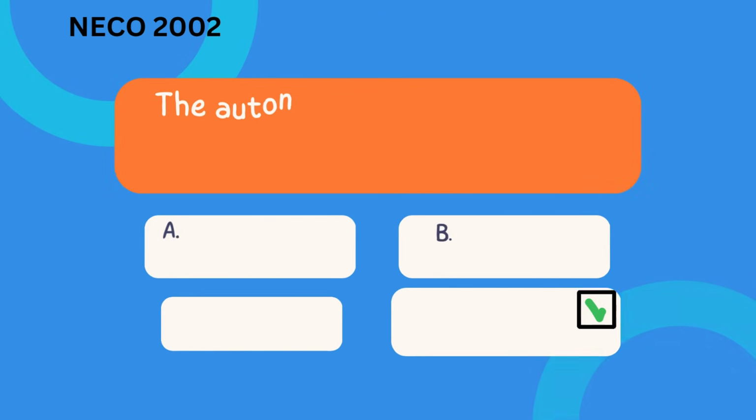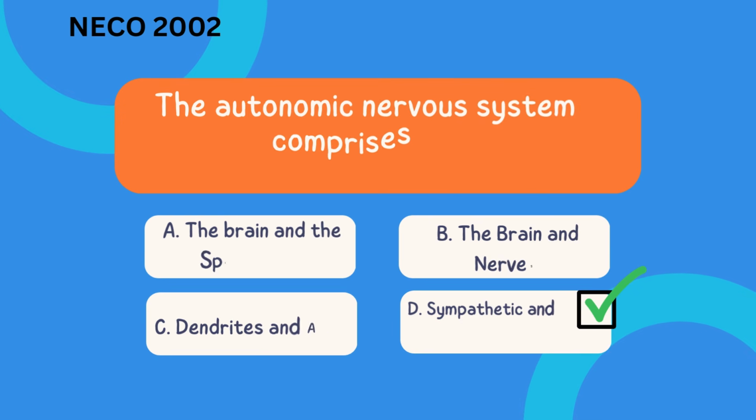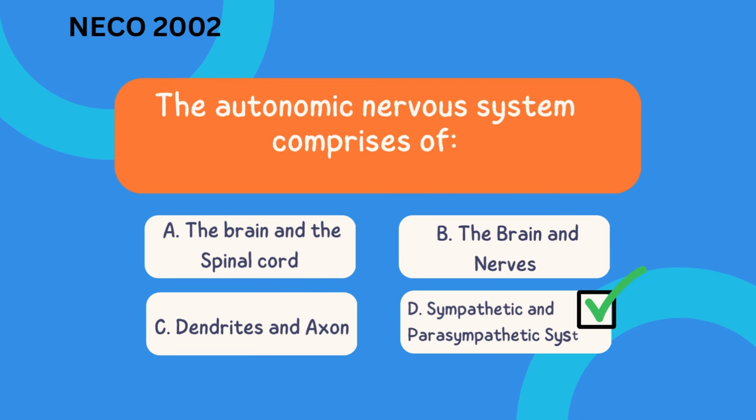The correct option is option D, sympathetic and parasympathetic nervous system. Option A is wrong because the brain and the spinal cord are part of the central nervous system. Option B is also wrong because the brain is part of the central nervous system, even though the nerves are part of the autonomic nervous system.